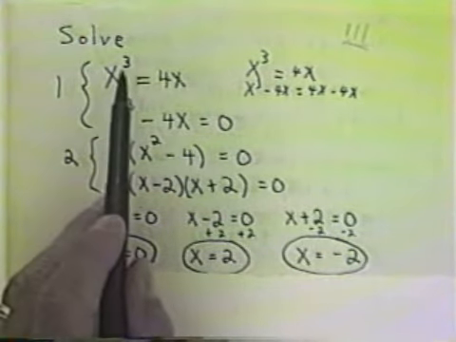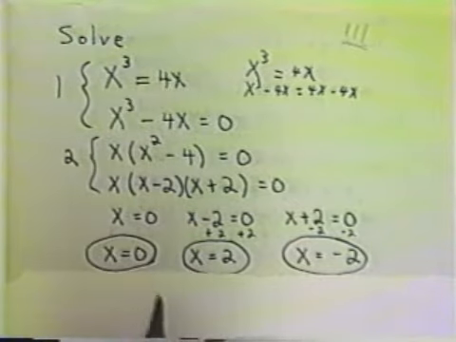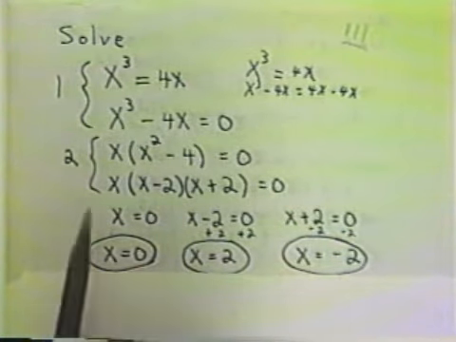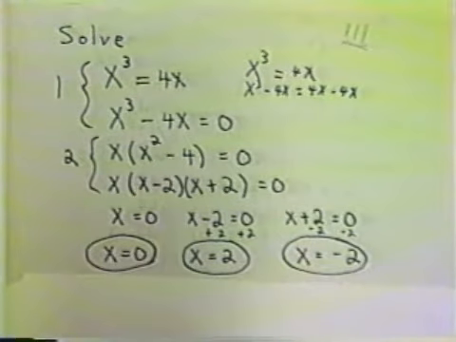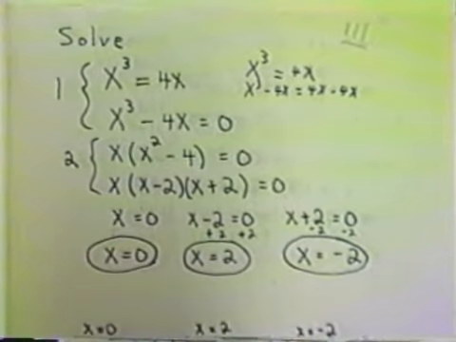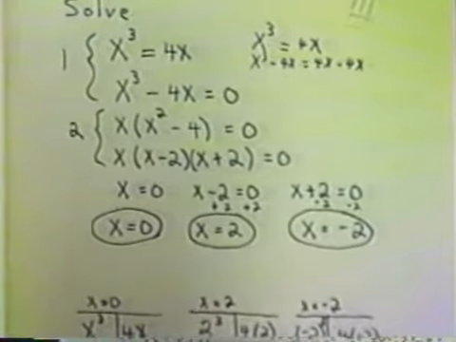Now notice my largest exponent here is 3. I have 3 answers. In the last example, the largest exponent was 2. I had 2 answers. In general, that pattern is true. Now let's look at the check. Let's check all 3 of them.